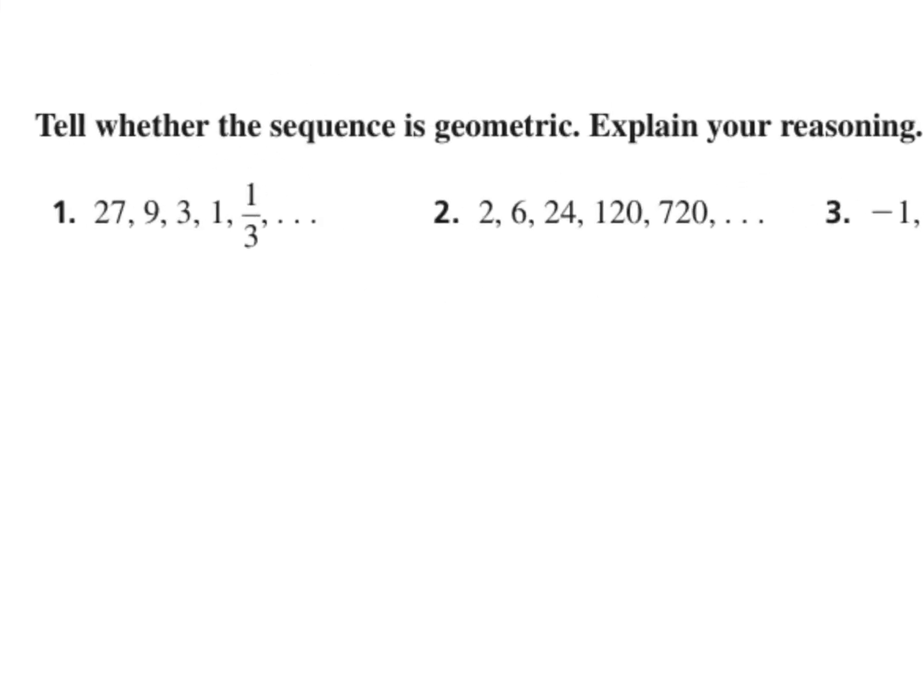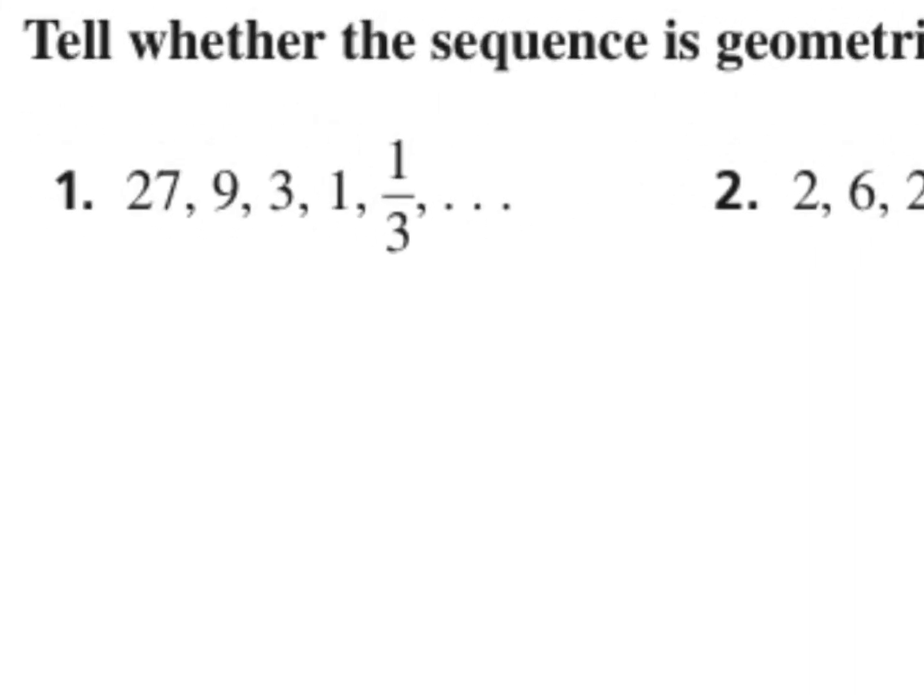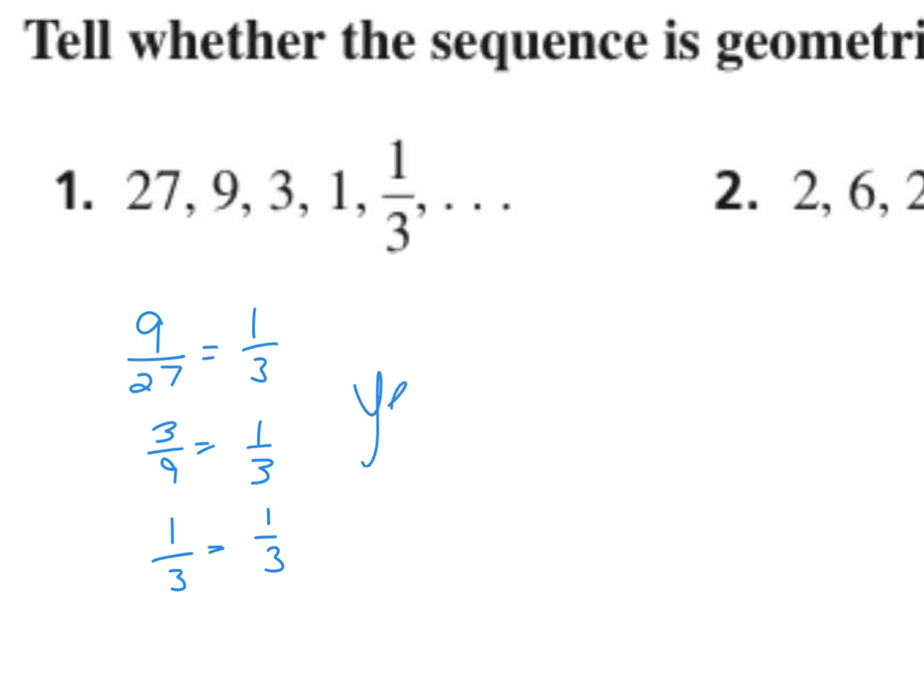Tell whether the sequence is geometric. Explain your reasoning. A lot of you were like, how do I explain it? Well, just take a term, like 9, and divide it by 27. What does that become? 1 over 3. Okay, let's make sure it's constant. So let's do it again. What about if I put 3 over 9? What do I get? 1/3. What about if I put 1 over 3? What do I get? 1/3. Is this a geometric sequence? Yes. What is the ratio? 1/3. You're multiplying each time by 1/3. Some of you are going to say, well, it's dividing by 3. No, in geometric, you're always multiplying.